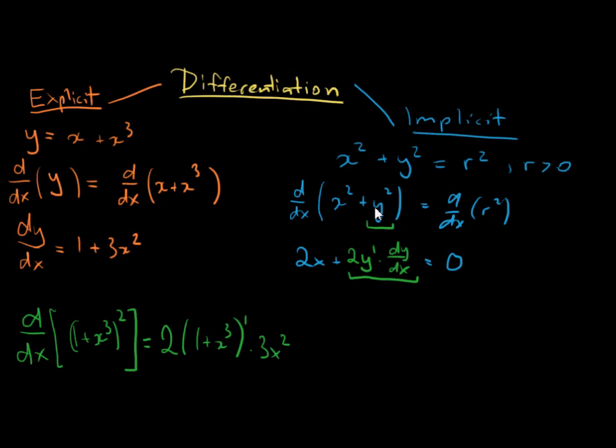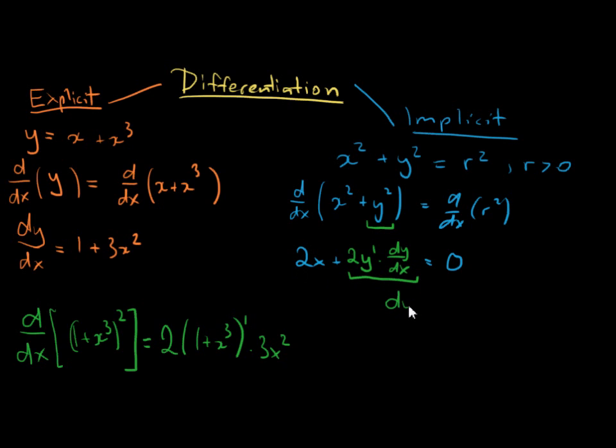I've just treated this as if it was some sort of function of x and followed the rule, which says I know how to differentiate a square. It becomes 2 times the variable down here, but times the derivative of the inside because this is a function of x, okay? And there you have it. That's how you do implicit differentiation.